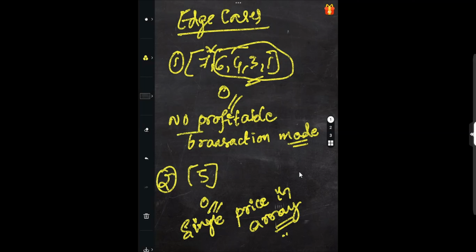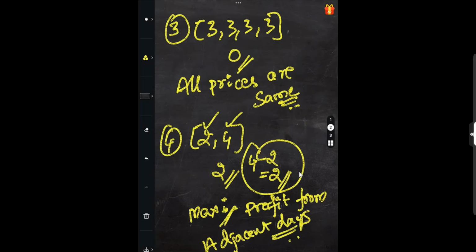First edge case was for no profitable transaction made. You can clearly see here the output was 0. Single price in the array, the output will be 0 as well. No profit can be made. And the third one is all prices are same. Then also the output will be 0.